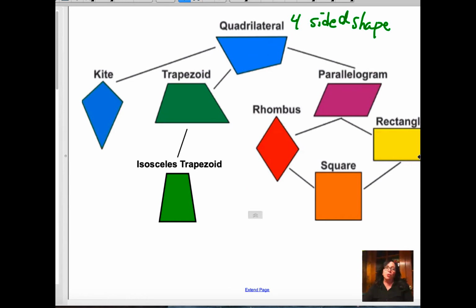So all of these are quadrilaterals, but the main characters in this case are the kite, the trapezoid, and the parallelogram, okay? Because we're going to talk about each one of these and ask, what do we know about the characteristics of each shape? And right now, if I was in class, I'd put you in breakout rooms and have you try to come up with characteristics for each of these shapes and see what you could come up with.